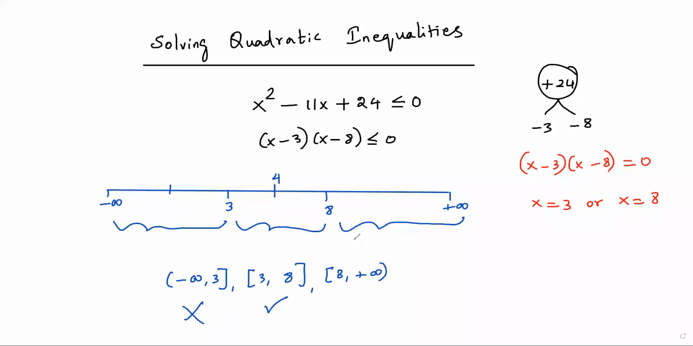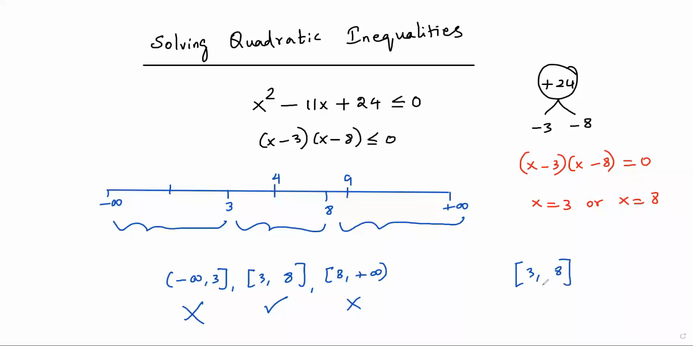Now let's take a random value in the third interval, 8, positive infinity. It's just 9. Then in that case, its value will be 6. It's a positive value. And 9 minus 8, this is also a positive value. The product of two positive values is always positive, which can never be less than 0. So that's false. So the third interval does not satisfy the given inequality. So the solution for the given quadratic inequality is 3, 8.